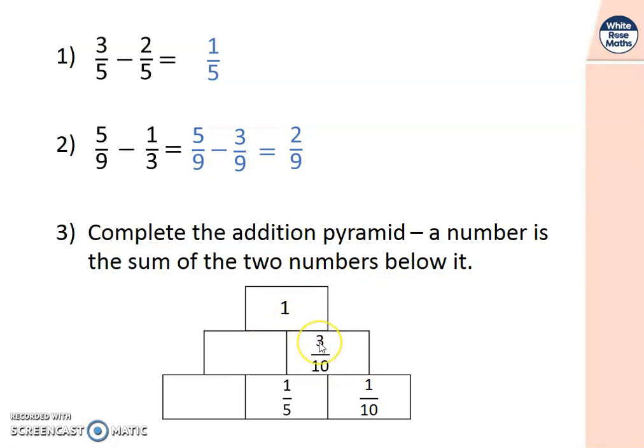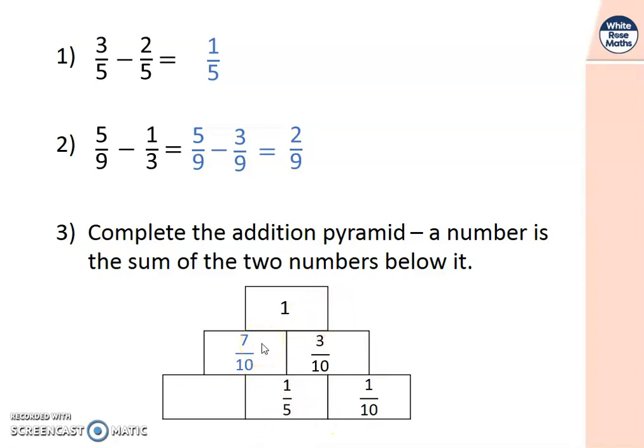1 whole subtract 3/10. Well, if we're going to subtract 3/10, 1 whole one would be 10/10. 10/10 subtract 3/10 leaves us with 7/10. Well done if you spotted that.